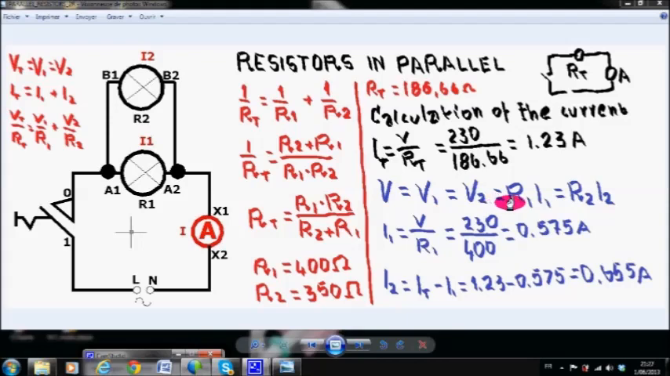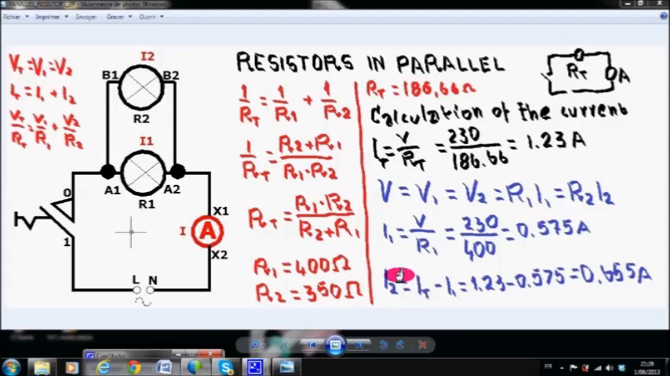As we get the voltage V equals V1 equals V2, we can equate R1 I1 equals R2 I2. I1, the current that flows through the first resistor, so the current that flows through this part, equals V over R1, equals 230 divided by 400, equals 0.575 amps. So the current that flows through the first resistor is 0.575 amps. You can make the same calculation using V and R2.